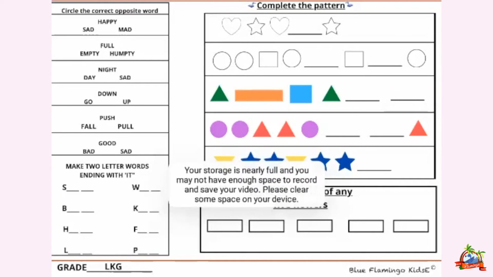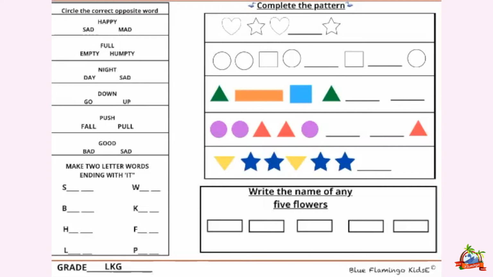Let us start our next section, which is of maths. The question says, complete the pattern. In this, we have to complete the pattern by putting the correct object in the given space. Correct object को space में put करके pattern को complete करना है. शुरू में आपको pattern दिया हुआ है, उसी basis पे आपको इसको complete करना है.